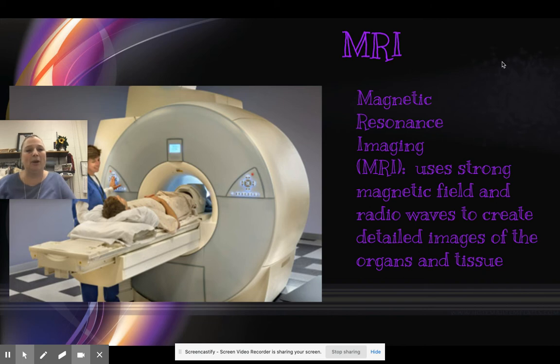The next one is the MRI. And again, you'll go through this machine and it takes sliced pictures. But in this case, it uses a magnetic field and radio waves to create really detailed images of the organs and tissue in your body. Stands for magnetic resonance imaging, by the way. Not that you need to know that for your test.